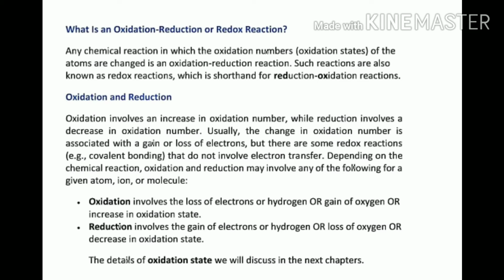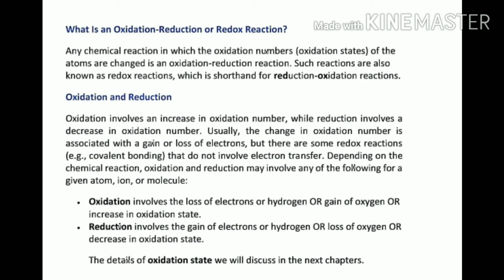The word redox has been formed from reduction and oxidation, taking the RED from reduction and OX from oxidation. Oxidation involves an increase in the oxidation number, while reduction involves a decrease in the oxidation number. The oxidation number you will study later. Usually the change in the oxidation number is associated with a gain or loss of electrons, but there are some redox reactions that do not involve electron transport.